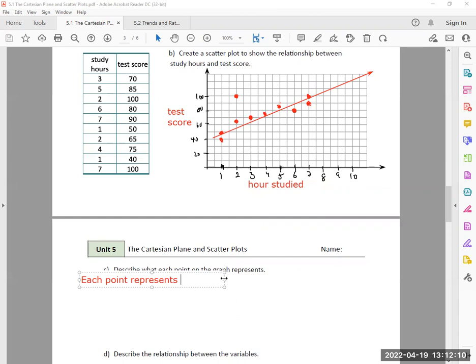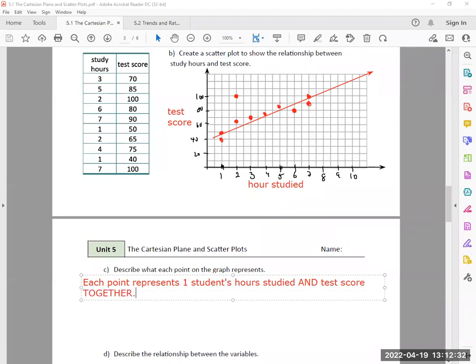Right. So what I was actually trying to get at was each dot represents just one student, and that's why you have 10 dots, right? Just as Ariane was saying. So each point represents one student's hours studied and test score together. So one point gives you two pieces of information. It's not math anymore. If you have a point, it's two numbers.